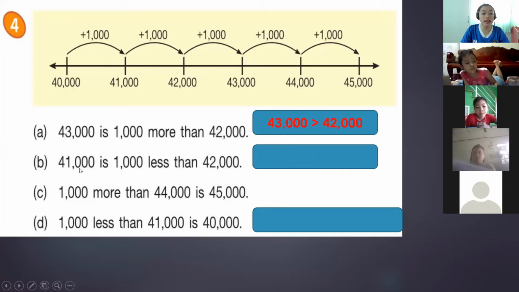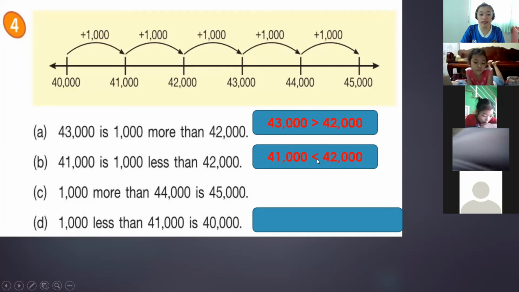Okay, so next statement, letter B. We have 41,000 is 1,000 less than 42,000. So we have less than. So 41,000 is smaller than 42,000. Okay, so this is the statement: 41,000 is less than 42,000. Okay, so let's proceed to letter C.